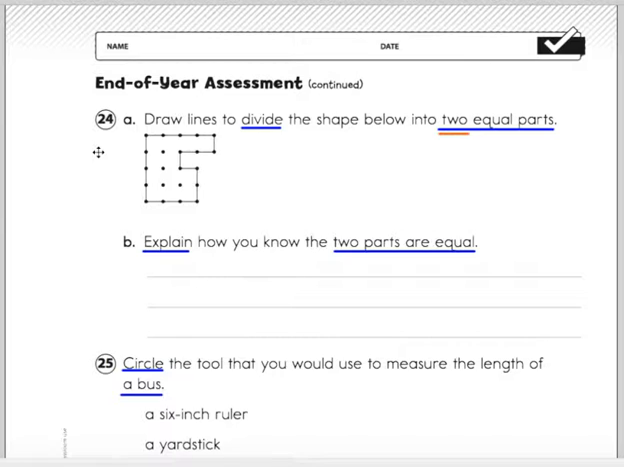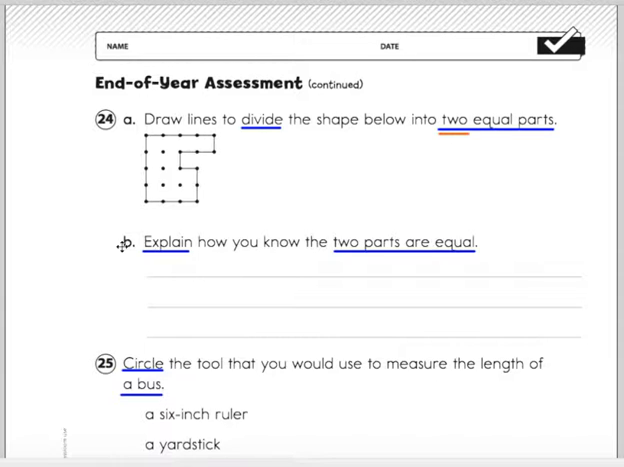Here we go. Yay, I think this is our last page. Okay. Draw lines to divide the shape below into 2 equal parts. Remember what equal means? Remember the trick I taught you on figuring out where to divide? And can you please make sure I can see that line?